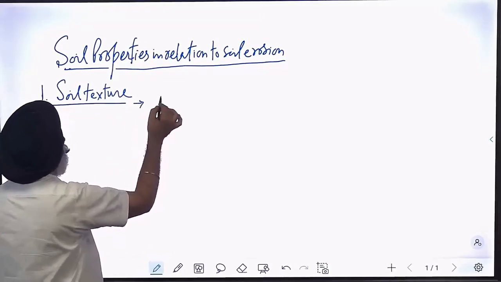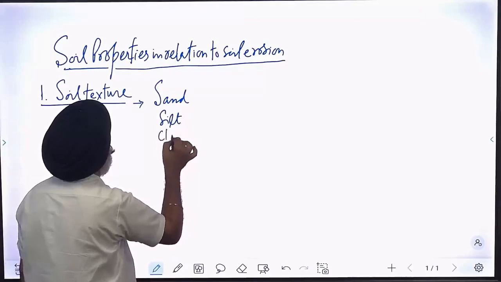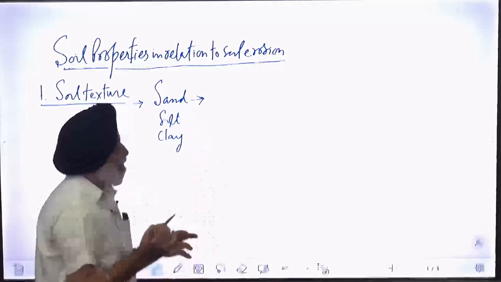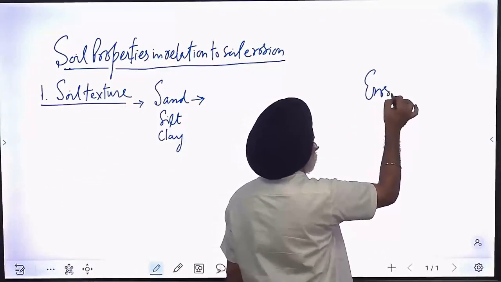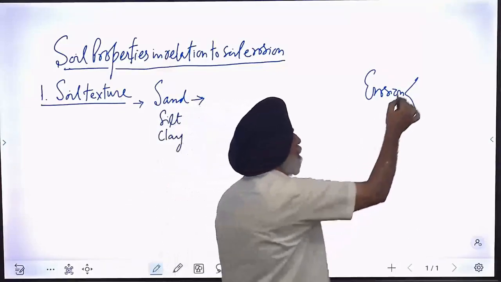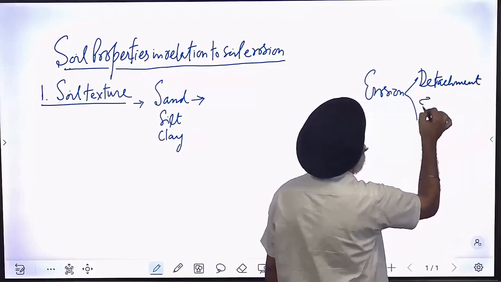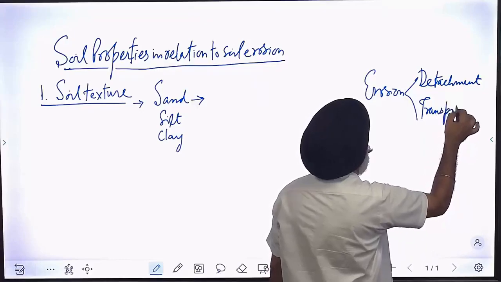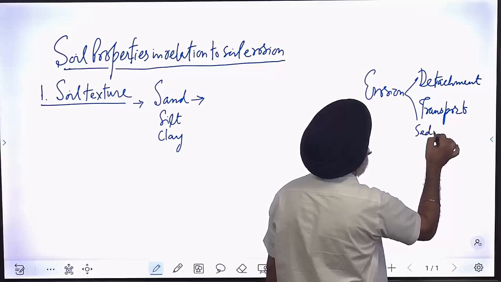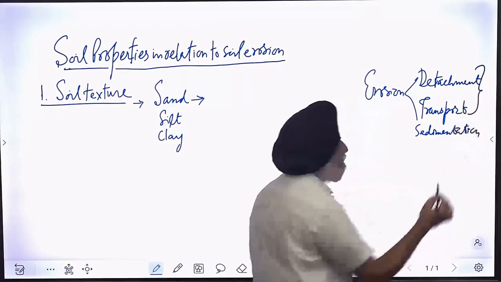And you know that we have sand, silt and clay particles. Now erosion, I told you, is basically a two phase, but many times we say that it is a three phase phenomenon. One is detachment, another is transport, and third one is sedimentation. But erosion is said to have taken place when these two processes take place. If there is detachment and no transport of particles, we will say erosion is not there.